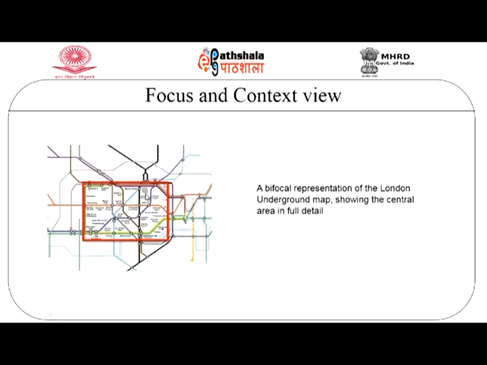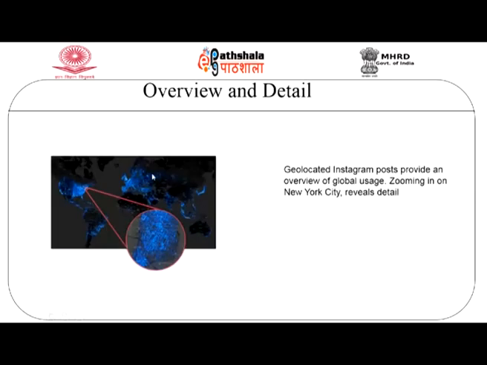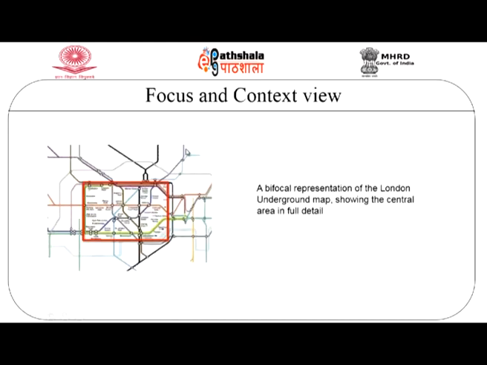So this is similar to the overview and detail part, but here we can see the entire context information is given along with the focused part. So here is an example of focus and context view. This is a bifocal representation of the London Underground map showing the central area alone in full detail, whereas the outside part, the rest of the areas, are shown in the context view.